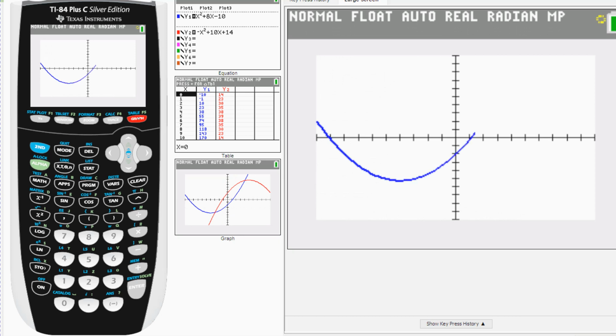So there's my first function, and there's my second function. The first function was f of x, so the blue function is f of x. The red function is g of x. So there's the area I'm looking for. The first thing I have to find is where they intersect, and instead of by hand like I did in the last example, you can do this on the calculator.